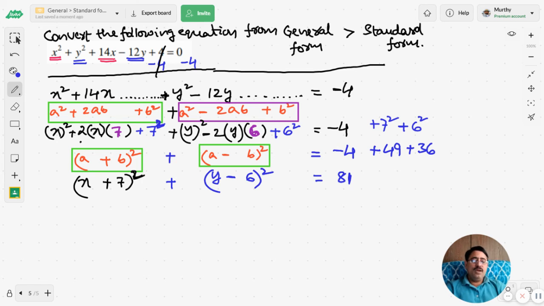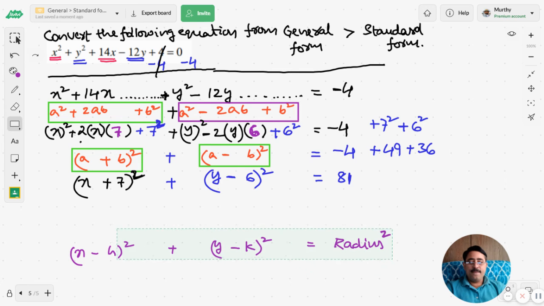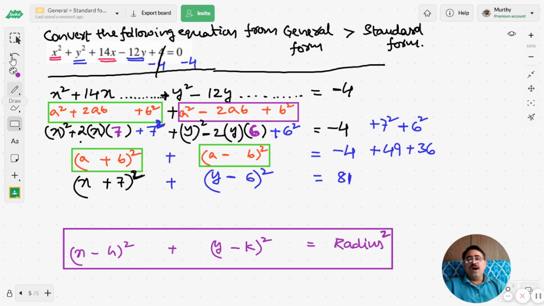But you know, when we take the formula, we always write that it is x minus h whole square plus y minus k whole square equals radius square. So I should express this one in the form of radius square. So how to express this 81? Oops, okay. So how to write 81? 2 square is 4, 3 square is 9, 5 square is 25. I'm kidding. I know that most of you might have thought by this time it is 9 square that gives you 81, right?